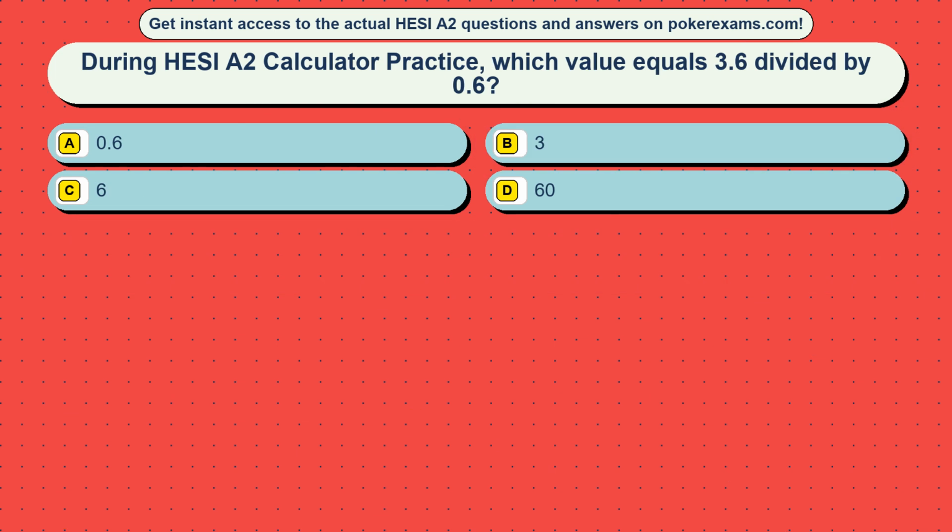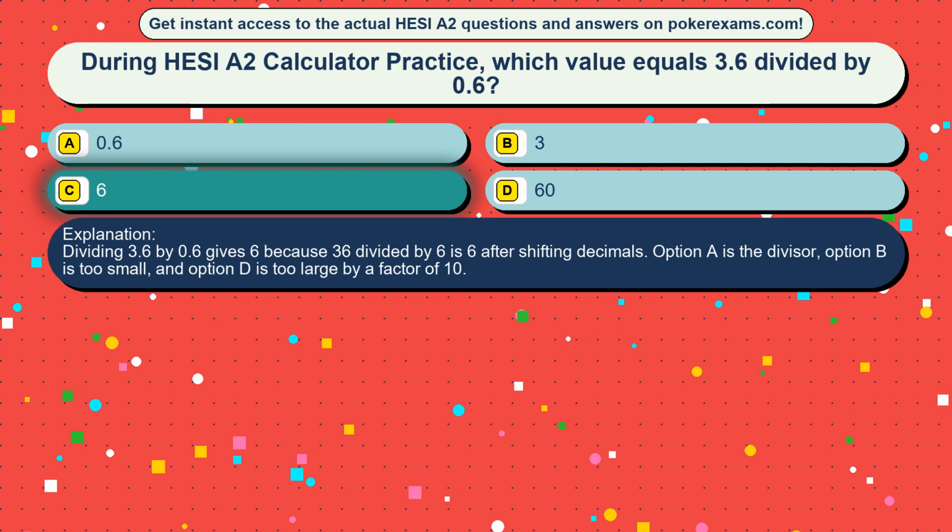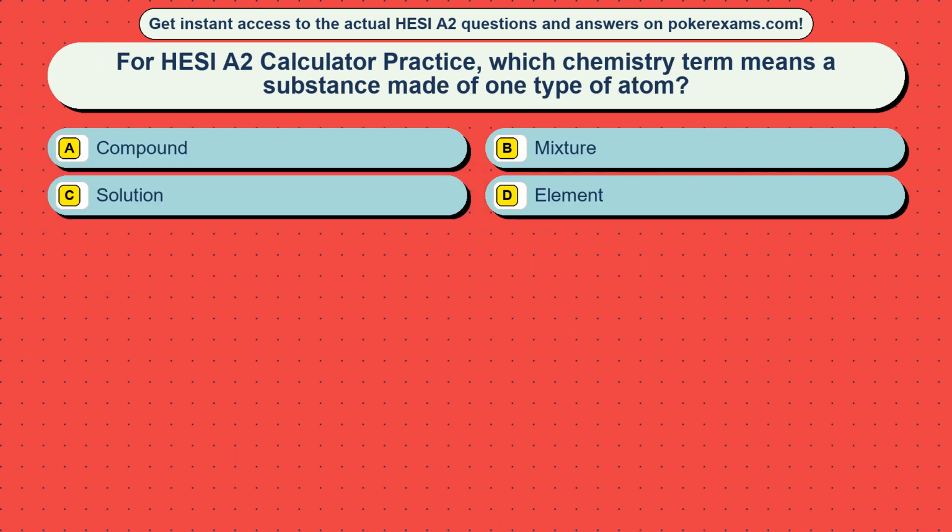Question 21. During HESI A2 Calculator Practice, which value equals 3.6 divided by 0.6? Option A, 0.6. Option B, 3. Option C, 6. Option D, 60. The correct answer is option C, 6. Dividing 3.6 by 0.6 gives 6 because 36 divided by 6 is 6 after shifting decimals. Option A is the divisor, option B is too small, and option D is too large by a factor of 10.